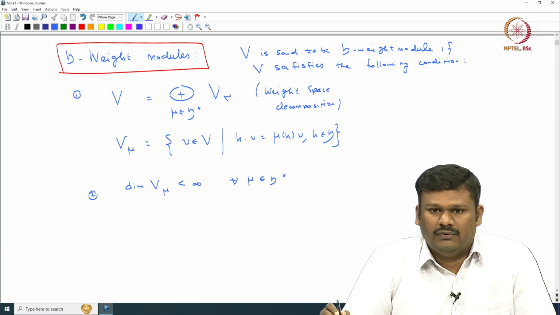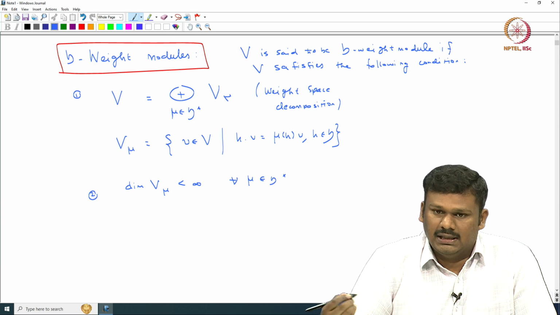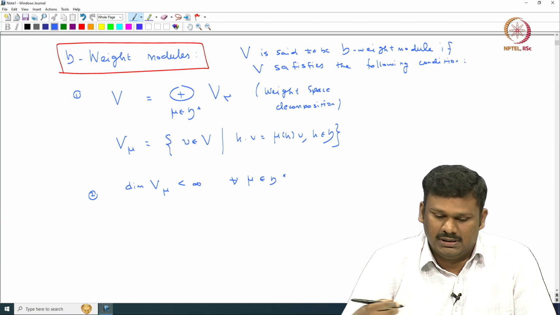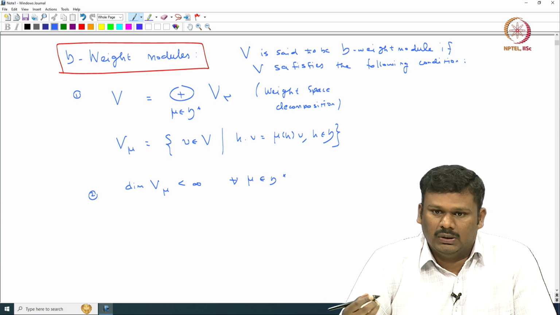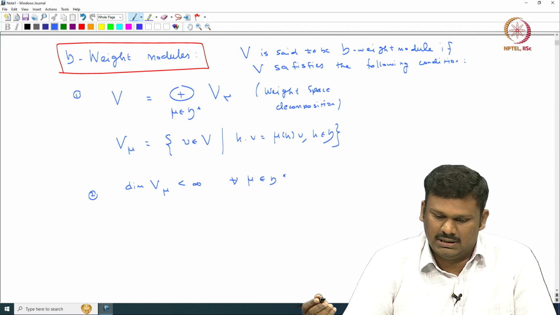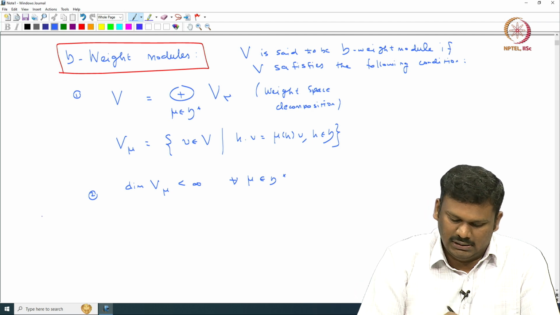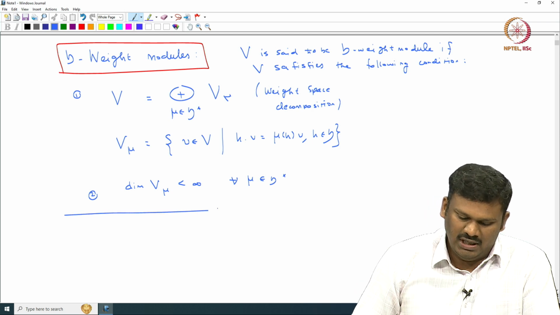The modules so far that we have considered, all of them satisfy this property. For example, irreducible modules, the highest weight representations, any highest weight representation satisfies this. In particular Verma module and irreducible finite dimensional modules satisfy these conditions. So, now given this highest weight module, one can define the character of this V.